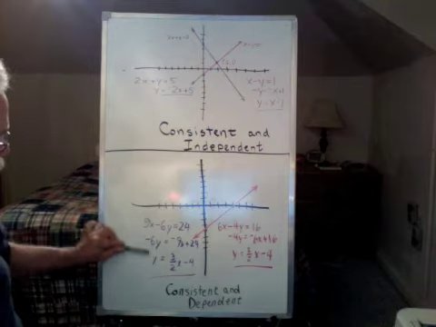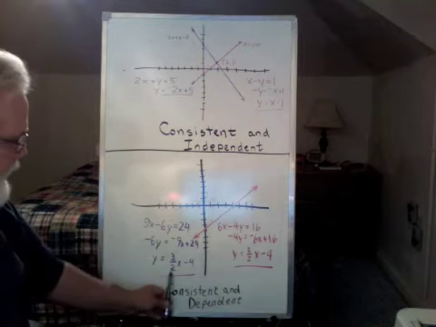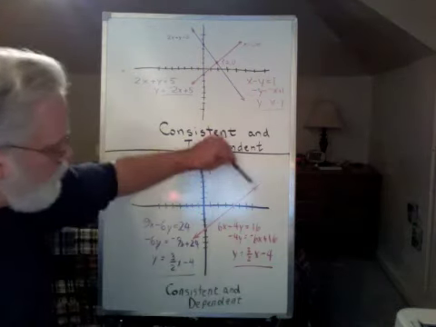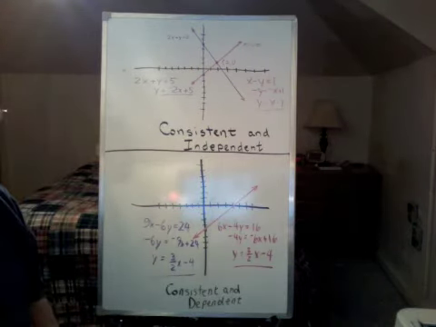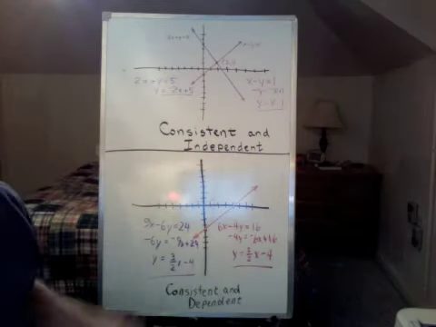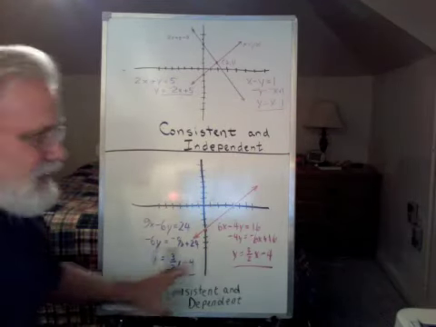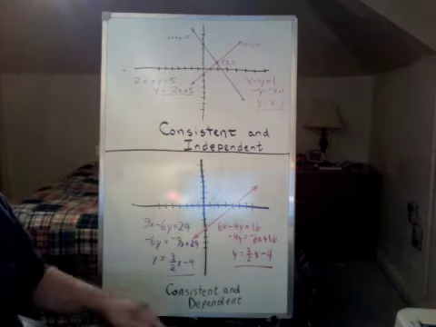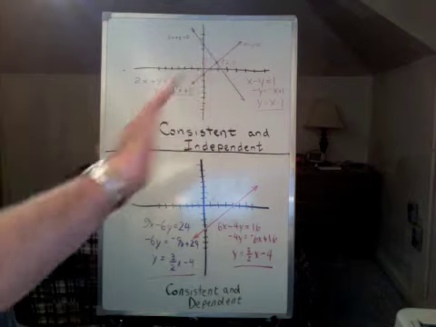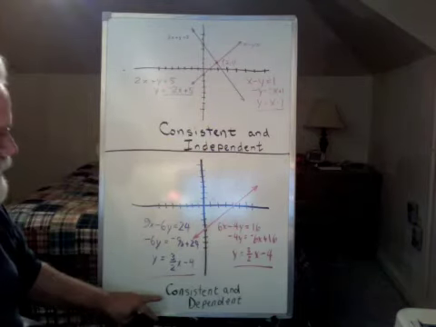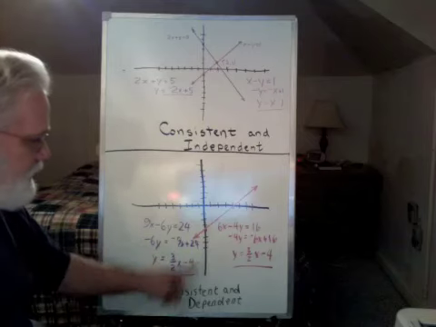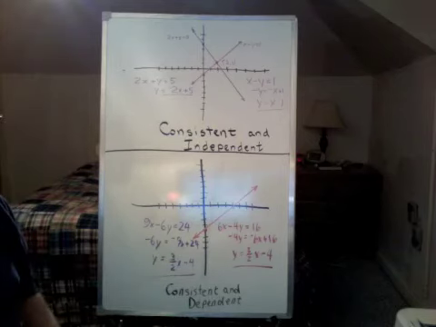When we turn them into slope-intercept form, we find out that they have the same slope, and they have the same y-intercept, so they're the same line. So each of these equations maps on top of each other. So they have an infinite number of solutions. Not just one, infinite. As many as the two lines, they're the same line. Okay? And these are called consistent because they have solutions, and dependent because they depend upon one another.